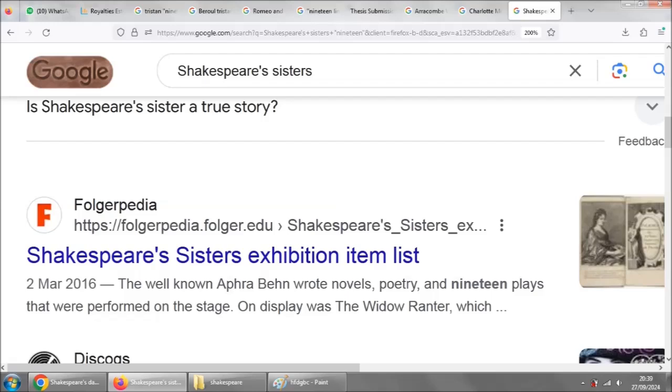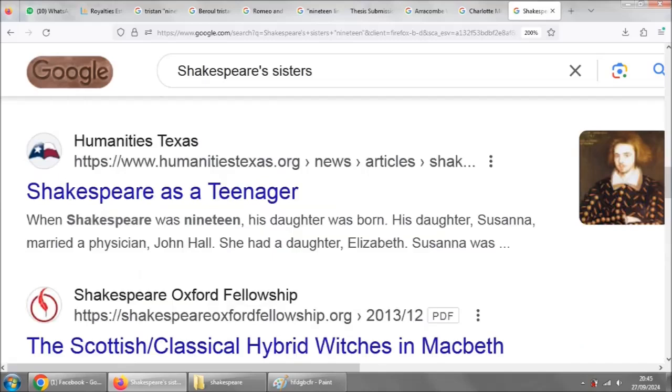What do we know about Shakespeare? Aphra Behn, I mean. The well-known Aphra Behn wrote novels, poetry, and 19 plays that were performed on the stage. Hang on. So, Aphra Behn, she wrote how many plays that were performed on the stage? 19. Oh, she's real. These manuscripts and plays are real. Oh, sure. You see? Now, the thing is, let's go back to Shakespeare's life story. 19 years later in London, 19 years later it was published, 19 years later he died. For example, this is an important story.